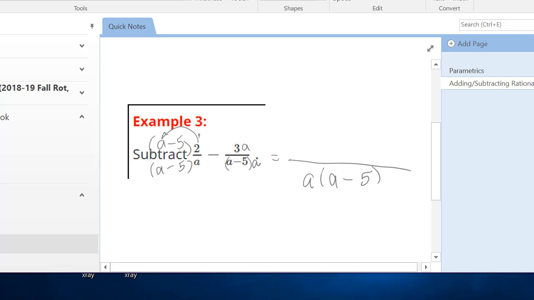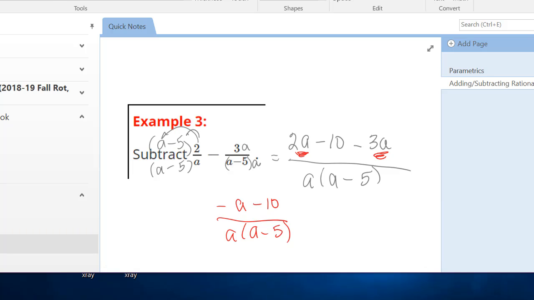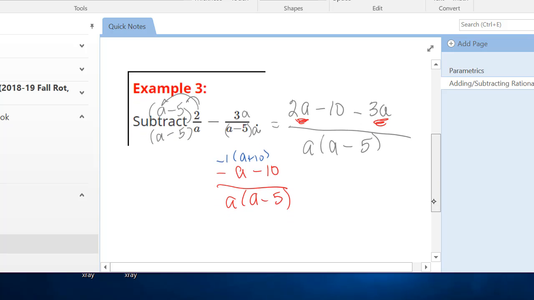and I'm going to distribute. I'll get 2a minus 10 minus 3a. Then I start looking for like terms. So I'm going to have negative a minus 10 over a times a minus 5. The only thing I could really factor out here would be a negative 1, but I still don't see anything that can cancel.